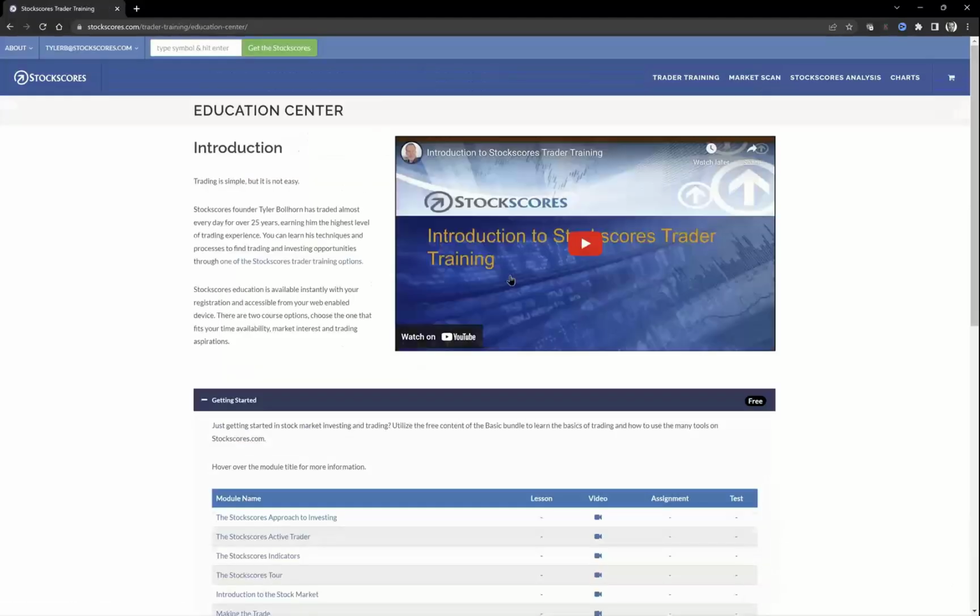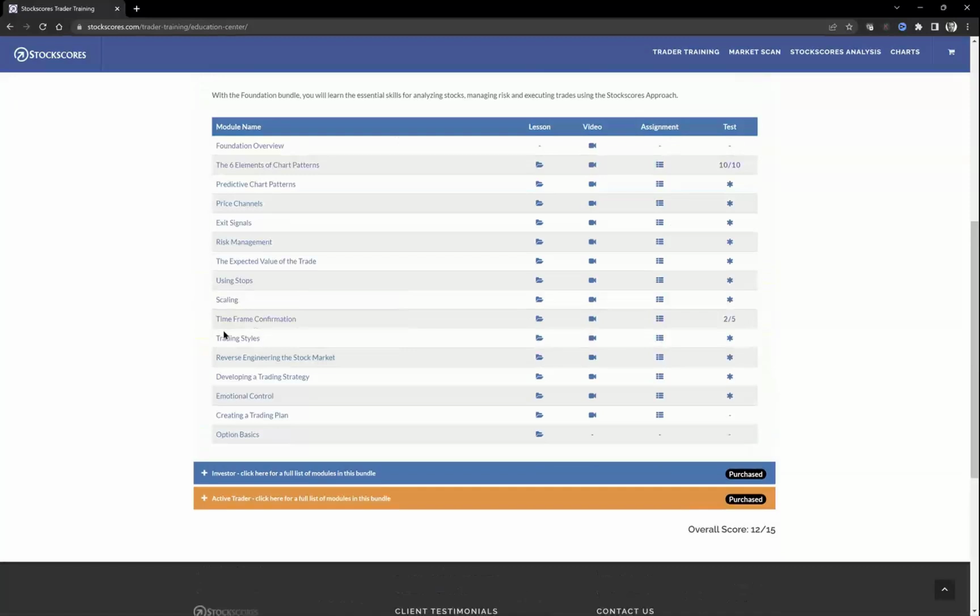So if I go back to the Education Center, go to the foundation area. I just showed you a pattern called an ascending triangle. That pattern is taught right here. I talked about risk management and how to size the position. That's taught in that video right there. In order to understand predictive chart patterns, you have to understand the 6 elements of chart patterns. So that's all there. That particular chart setup did not do anything with price channels.